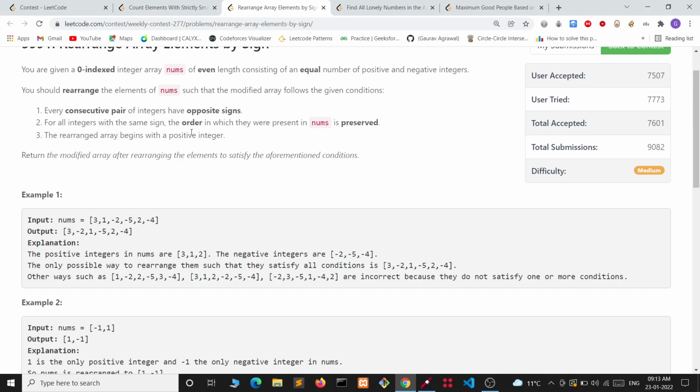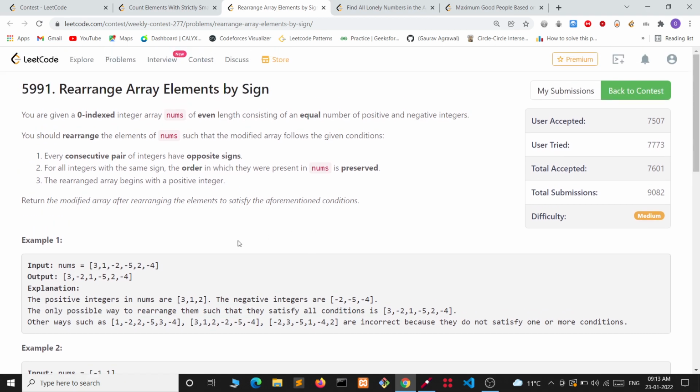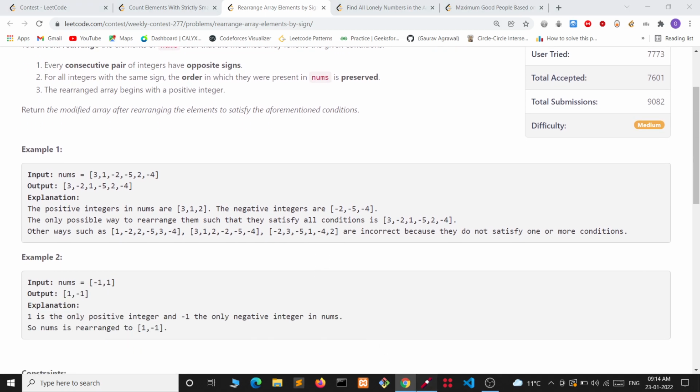The rearranged array begins with a positive integer. So we have to rearrange nums such that consecutive integers have opposite signs. Means if there is a positive integer, then its adjacent elements must be negative, and if it is a negative element, then its adjacent elements must be positive. Let's understand it better with an example.